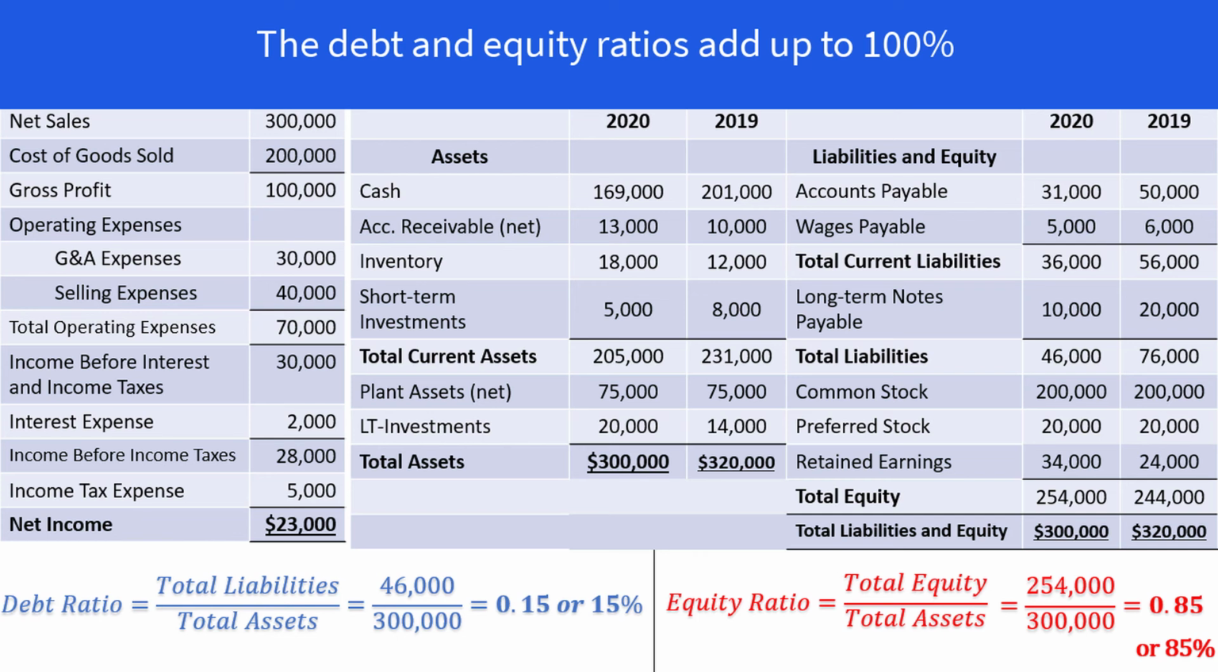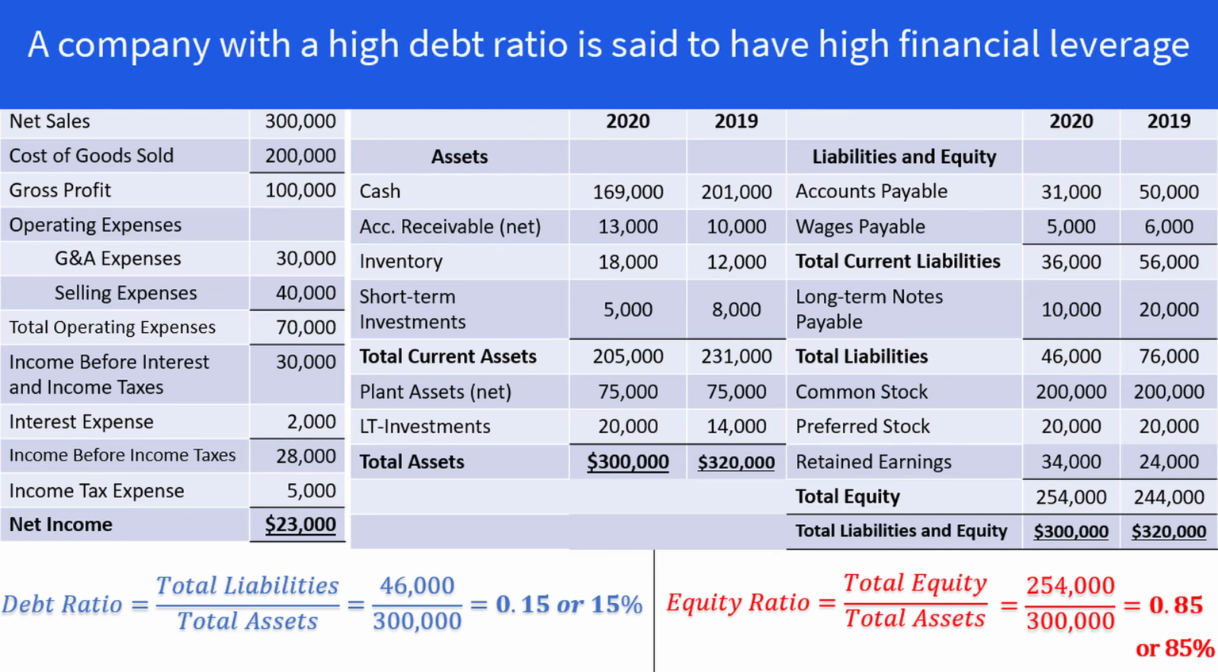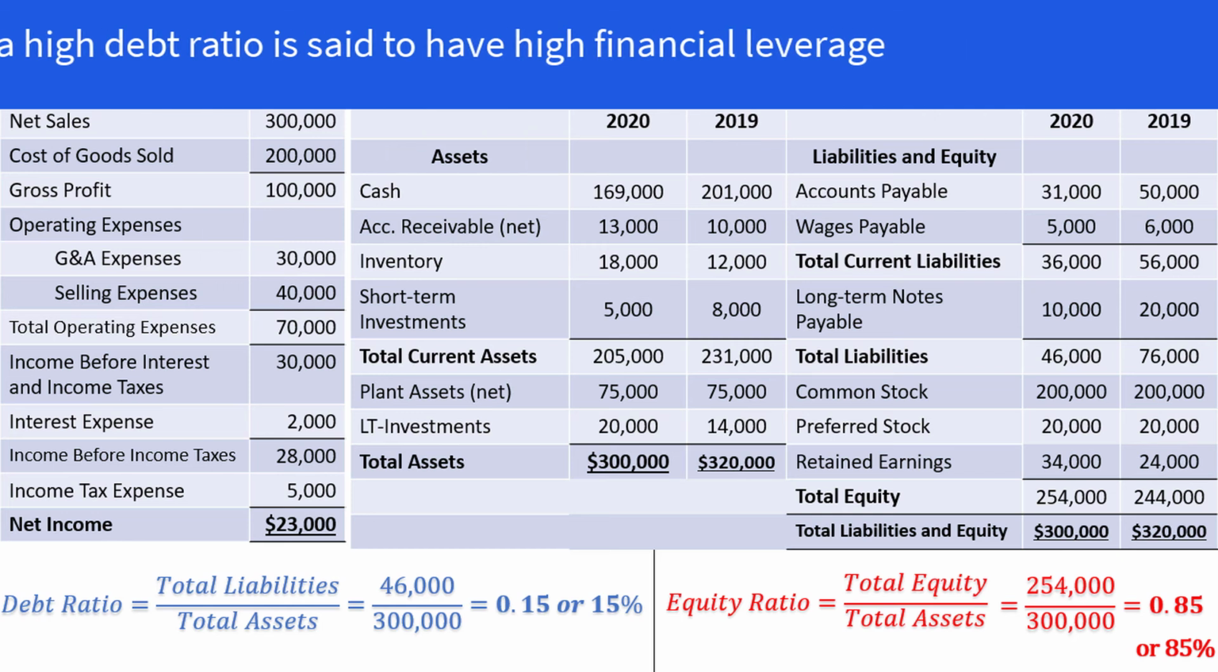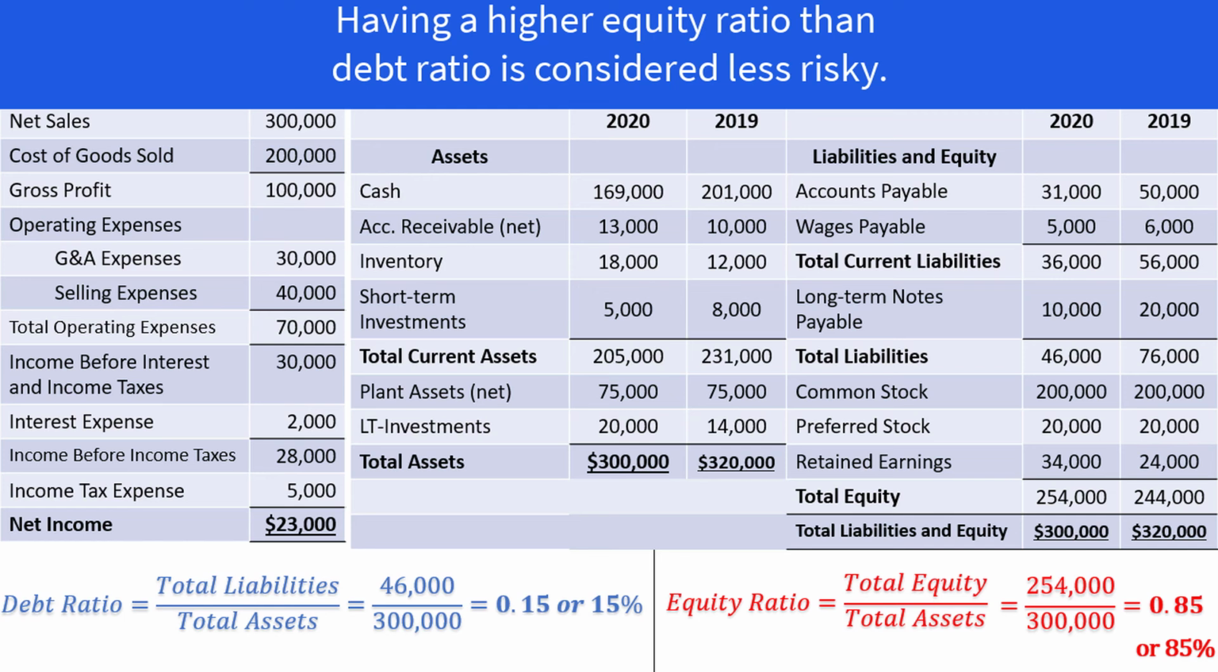A company with a higher debt ratio is said to have high financial leverage, which involves greater risk as liabilities must be repaid, often at regular intervals and with interest, which is not the case for equity financing. Generally, a balance more towards equity is considered less risky, but if the company is able to produce a return higher than the cost of borrowing on their debt obligations, a higher debt ratio might not always be a negative thing.